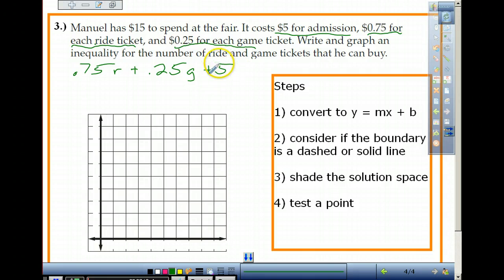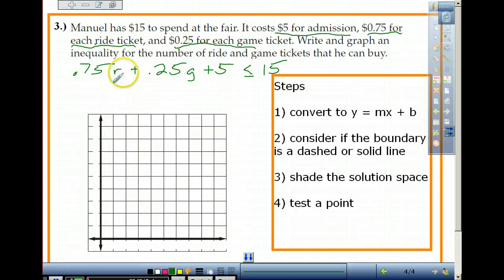All that has to be what? It has to be what? Less than? Or equal to? Yeah, if he has $15, so you can spend $15 or less than $15, but you can't spend more. You can't spend $15.01, doesn't have it. So then you can go about solving it.